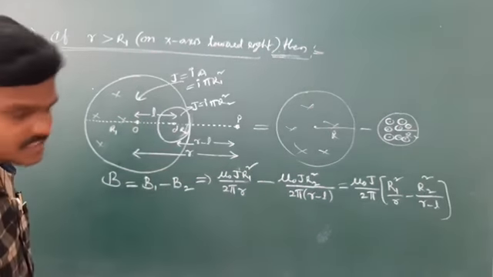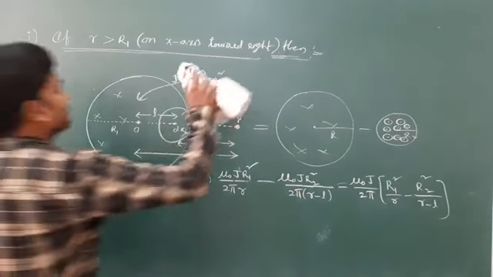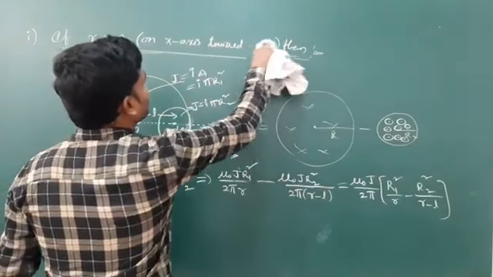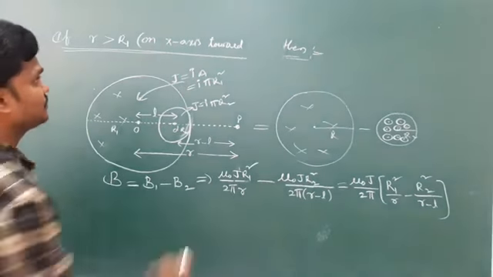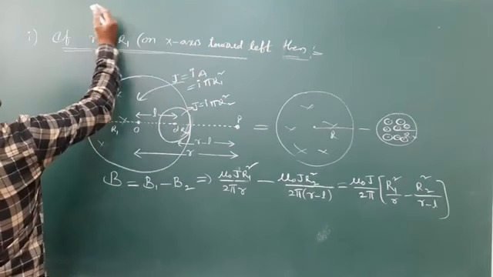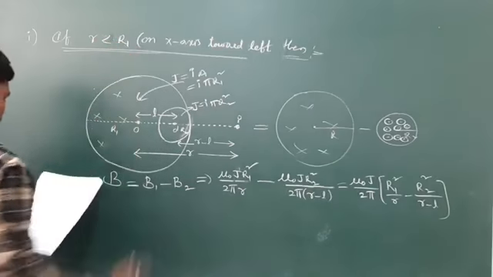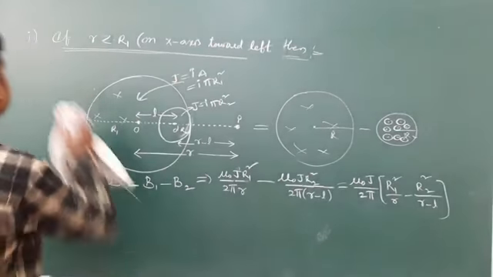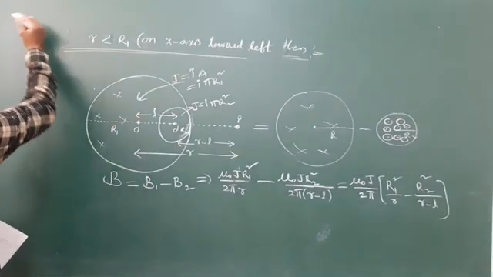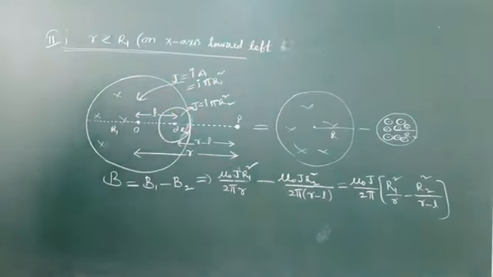Now, see the second. What is the second? On x-axis towards the left. Next one, towards left. R is less than R1 on x-axis towards left as shown in figure.